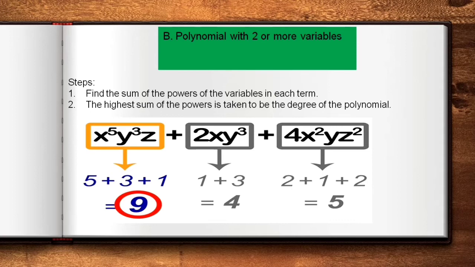The second term, 2x y cube. Let's add the exponents. 1 plus 3, which is 4. The last term, when we add the exponents, 2 plus 1 plus 2, we get 5. And we find that 9 is the highest value of the sum of the exponents. Therefore, the degree of this polynomial is 9.